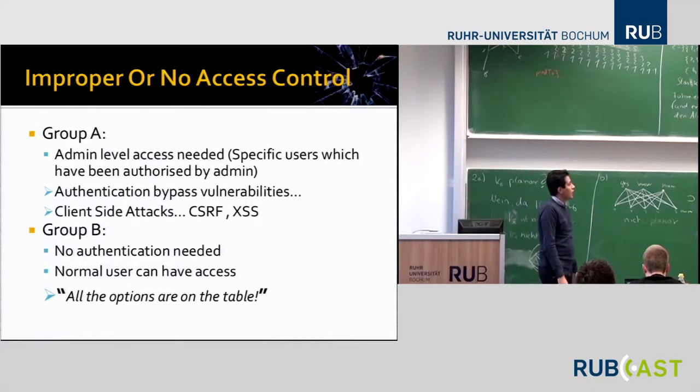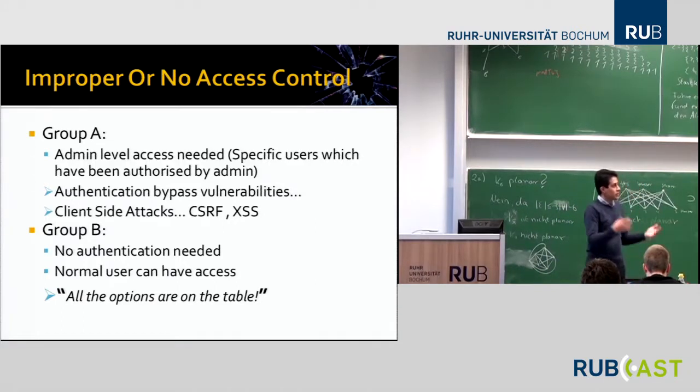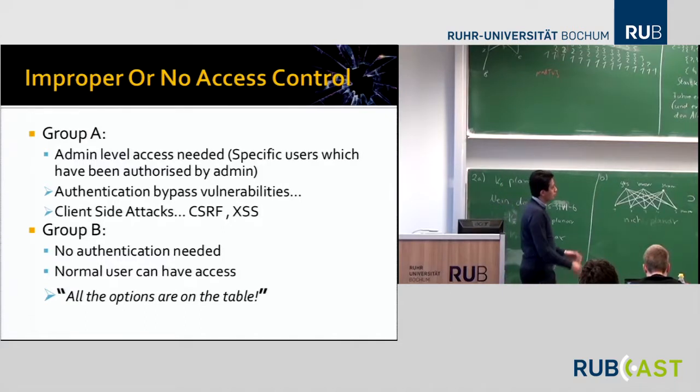Group B, okay, no authentication needed. So you don't need any authentication. You're a normal user, you're a member of that forum, you upload your avatar, or you don't even need that. You go to YouTube, for example, you want to upload a file, just create an anonymous user, and you upload some files somewhere, like sharing websites, without having authentication. In here, in group B, all the options are on the table.